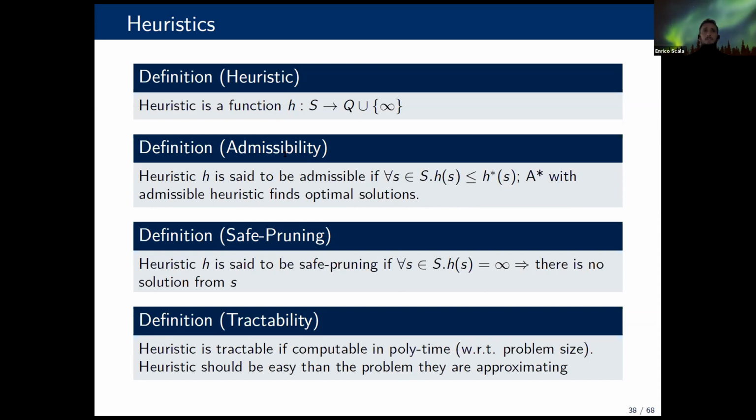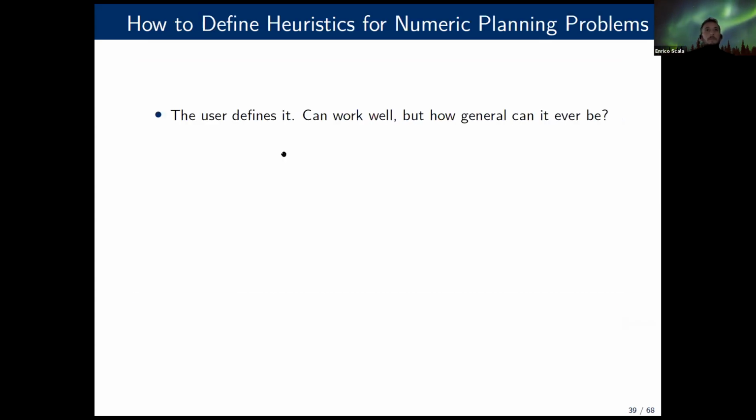Then we say that the heuristic is self-pruning if, whenever the heuristic tells you that the value is infinity at that point, it is actually the case that there is no solution from that state onwards. And we also want the heuristic to be tractable, because we want the heuristic to be easier than the problem it is actually trying to solve. Otherwise, it will defeat its purpose.